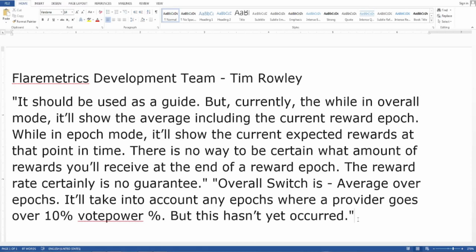From the Flaremetrics development team, Tim Rowley: it should be used as a guide, but currently in overall mode it will show the average including the current reward epoch. While in epoch mode, it will show the current expected rewards at that point in time. There is no way to be certain what amount of rewards you will receive at the end of a reward epoch. The reward rate certainly is no guarantee. Overall is the average over epochs. It will take into account any epochs where a provider goes over 10% vote power, but this hasn't yet occurred.